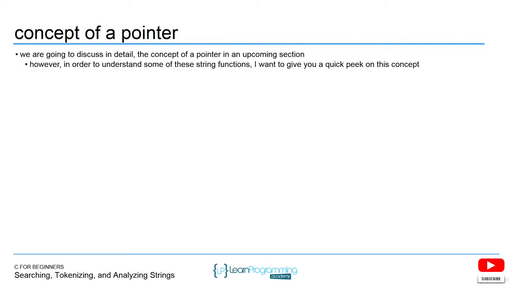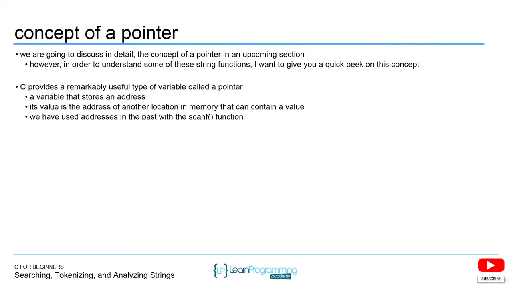So the concept of a pointer, again, we're going to discuss in detail later, but in order to understand some of these string functions, I want to give you a quick peek. C provides a remarkably useful type of variable. It's called a pointer. It has to do with memory and memory allocation. Some languages, if you've programmed before, will automatically manage memory for you. They'll allocate memory for you and delete it. A language like Java does this. It's called the garbage collector. A language like C does not do this. So whenever you create memory using pointers, you have to delete that memory.